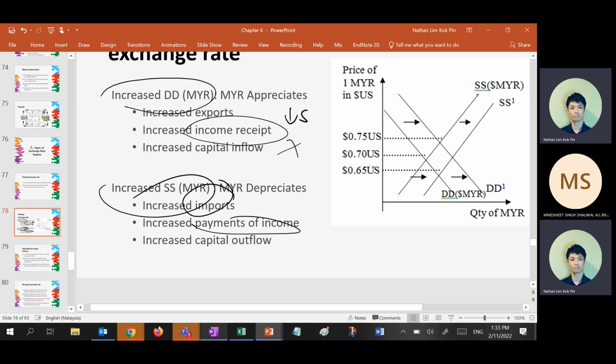When it's in Malaysian ringgit, and they don't want to use Malaysian ringgit, they have to supply the Malaysian ringgit to the market. Supply increases from S to S1, the currency of Malaysian ringgit will depreciate so that they can buy their own currency. Make sense?